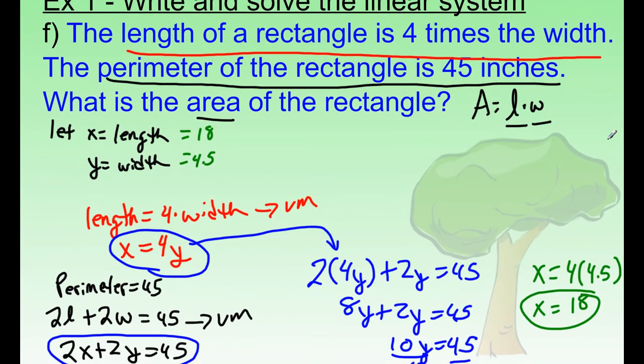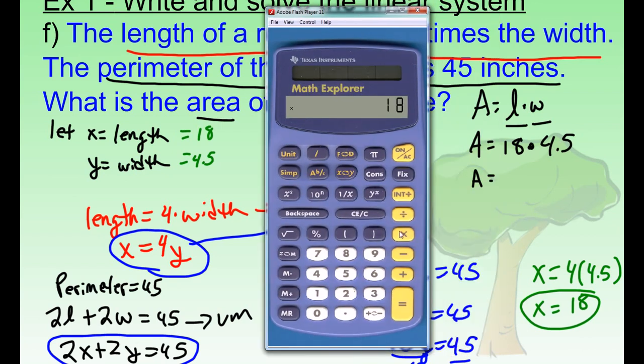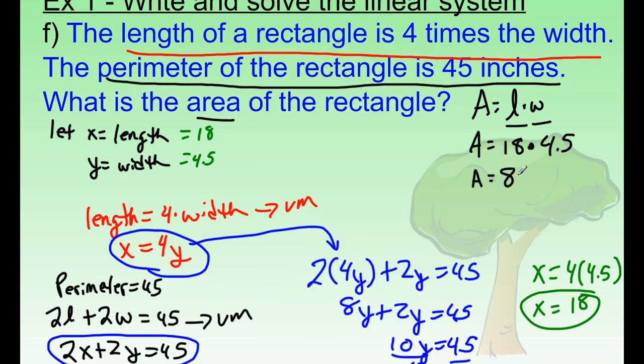Let's see, did we answer the question? What is the area of the rectangle? No, we did not answer the question. We want to know what is the area. That's right, we have this formula here. The area of a rectangle is length times width. In this case, 18 times 4.5. So the area of this rectangle, 18 times 4.5, is 81. And the label is inches squared. That is the answer to the question.